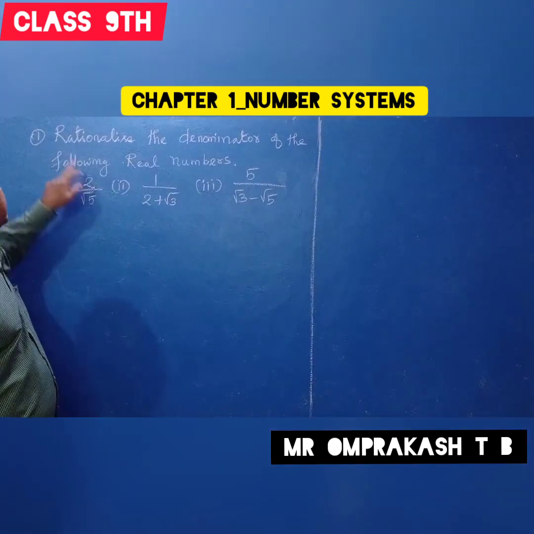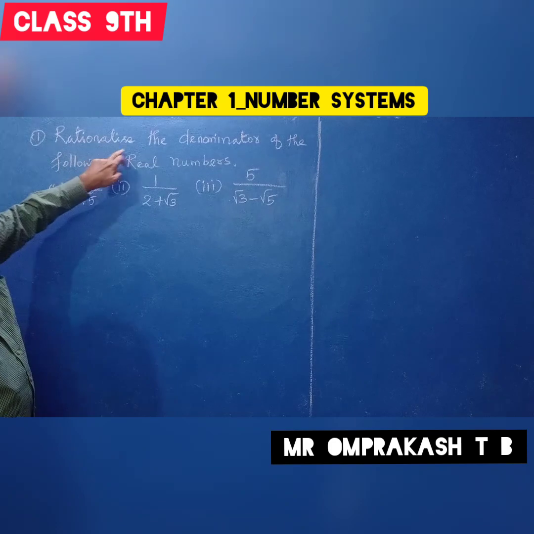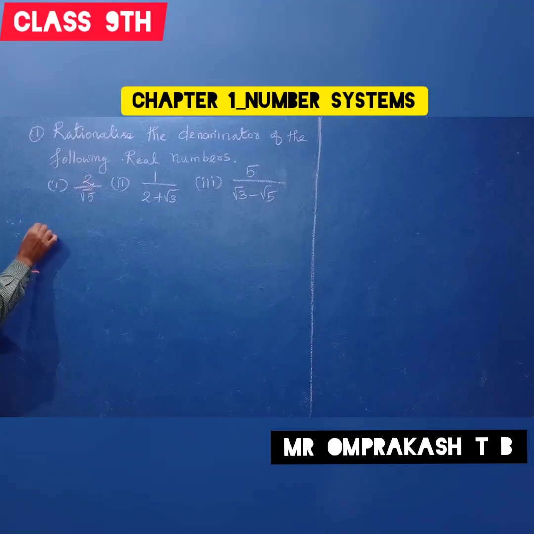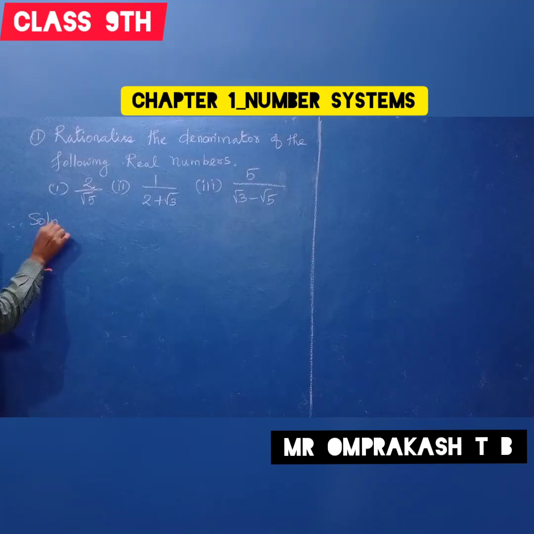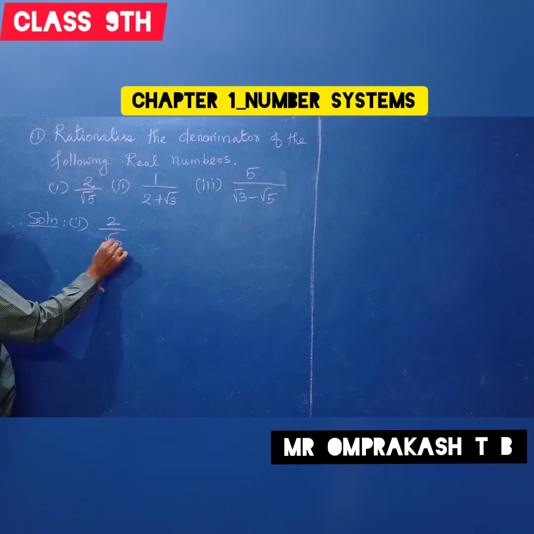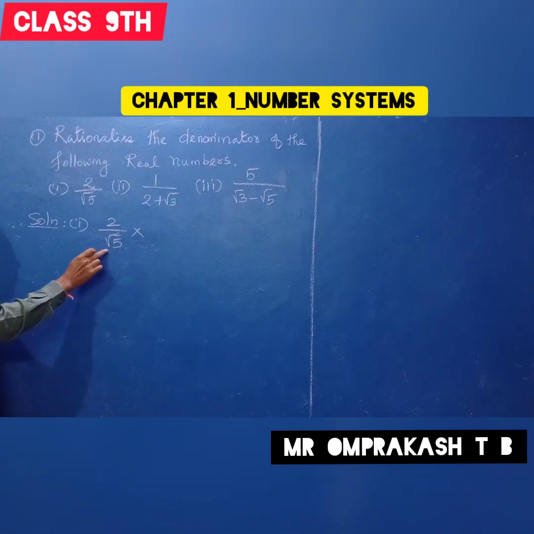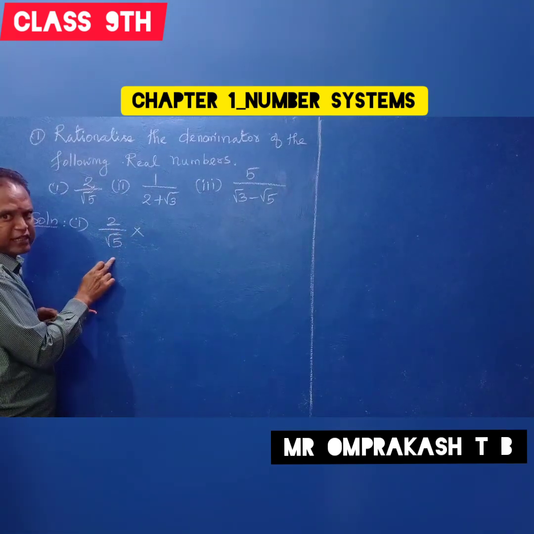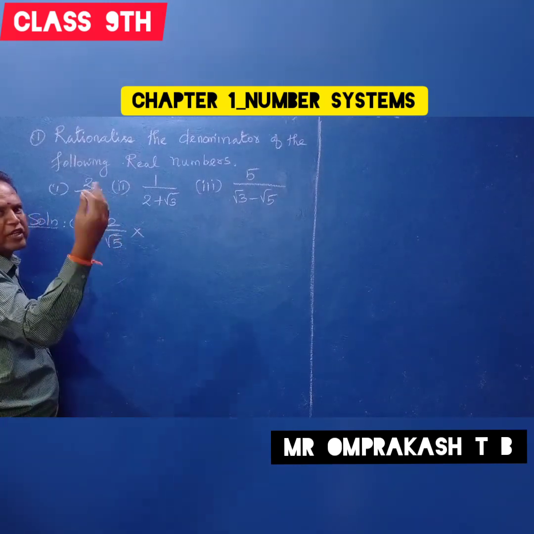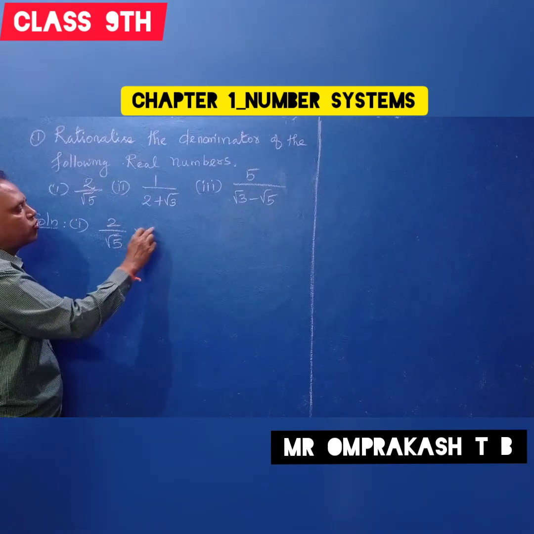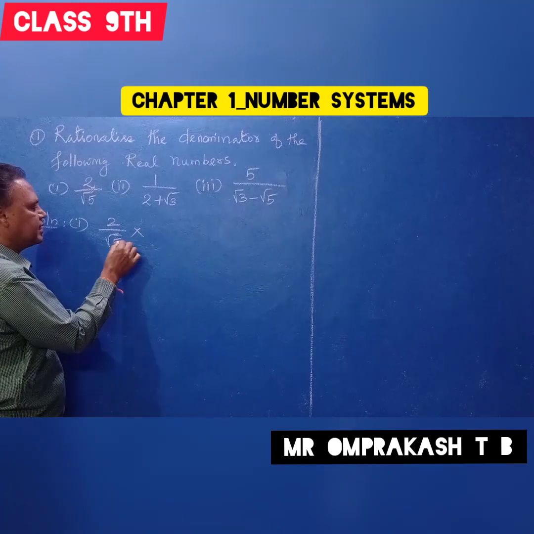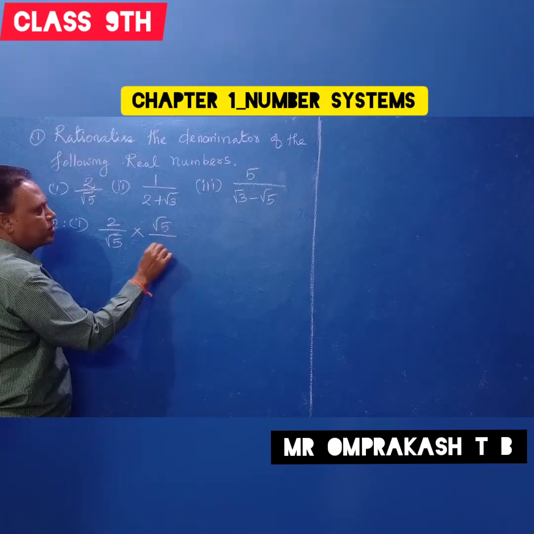Next we will see the problems. Rationalize the denominator of the following real numbers. First one is 2 by root 5. The denominator is root 5, and you have to rationalize it. So you multiply by the same root 5. The conjugate of root 5 would be minus root 5, but minus cancels, so it is again root 5 by root 5 only.